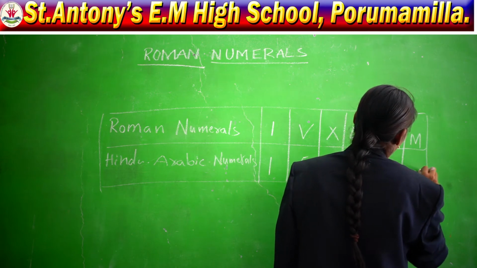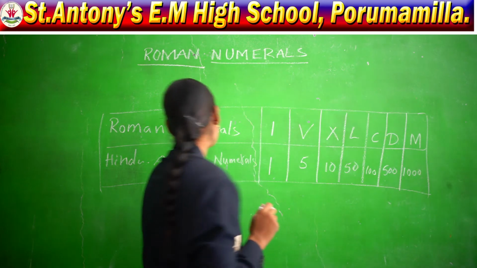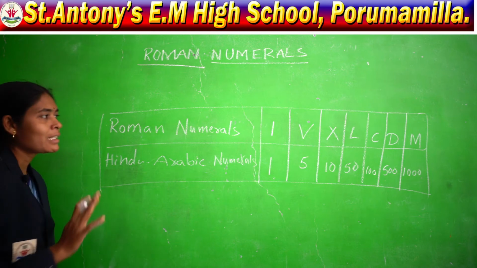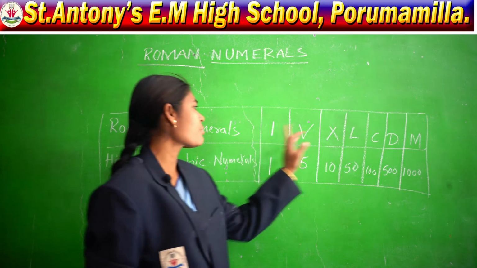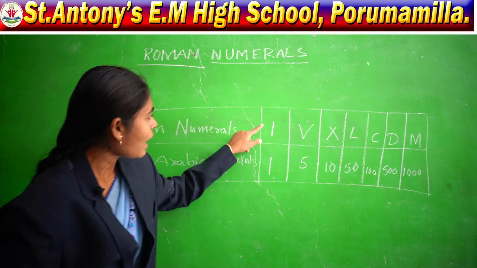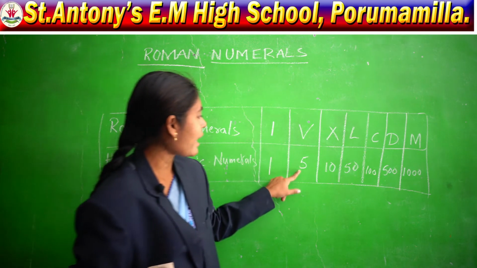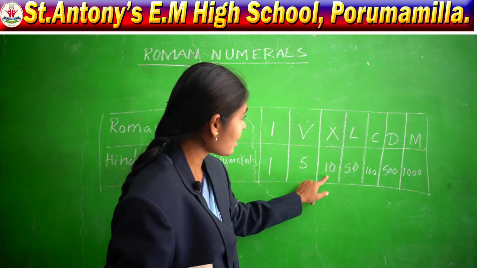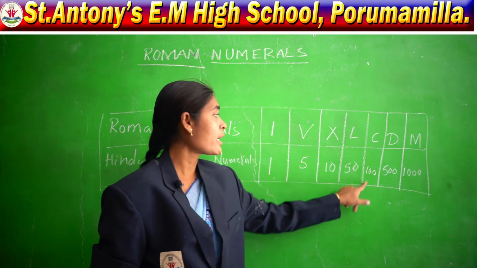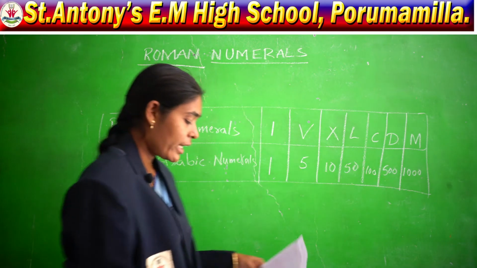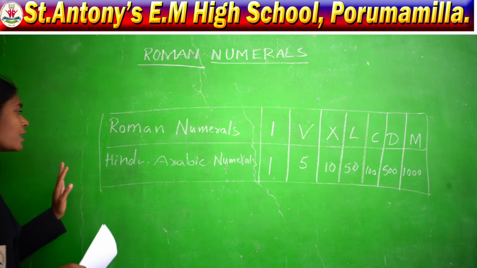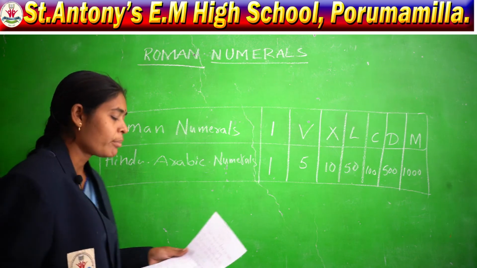M is 1000. This is the Roman numerals table. With these 7 symbols we have to write the numbers. I means 1, V means 5, X means 10, L means 50, C means 100, D means 500, M means 1000. With these symbols only you have to write the numbers.